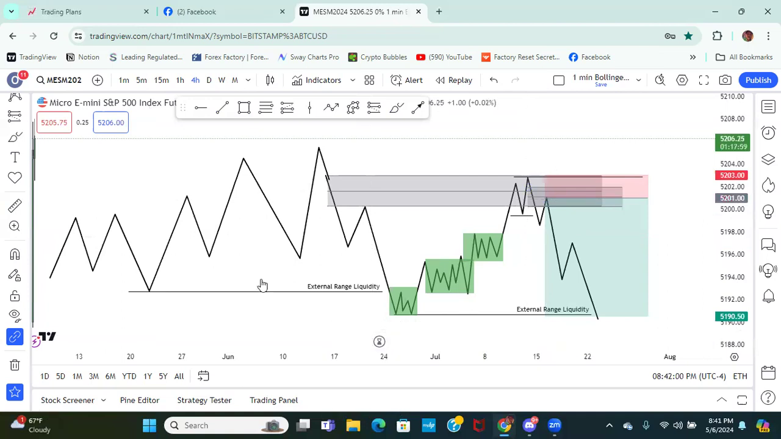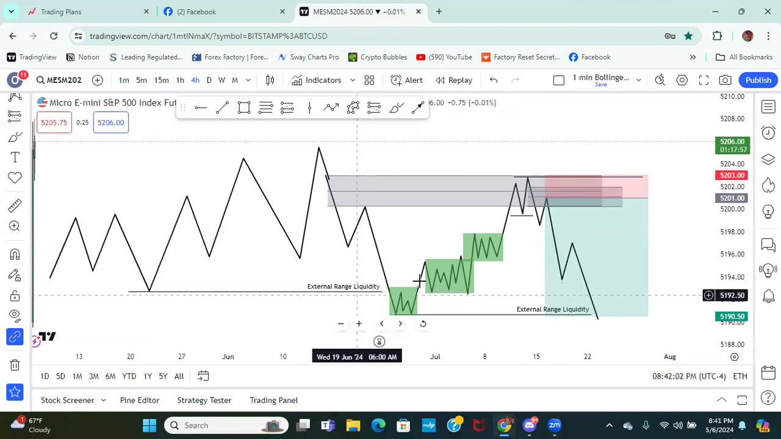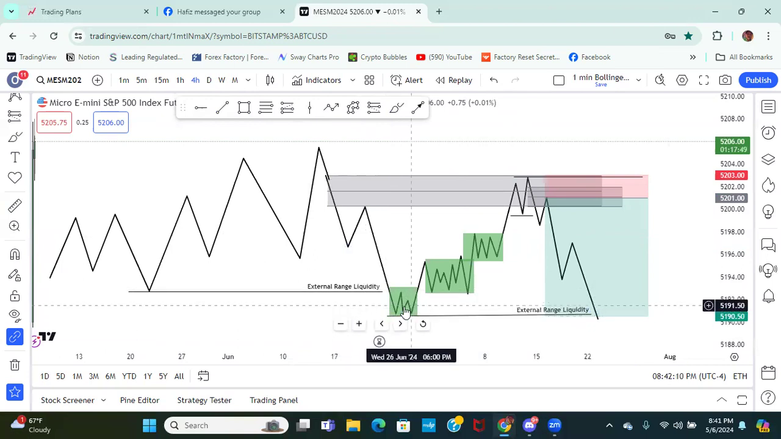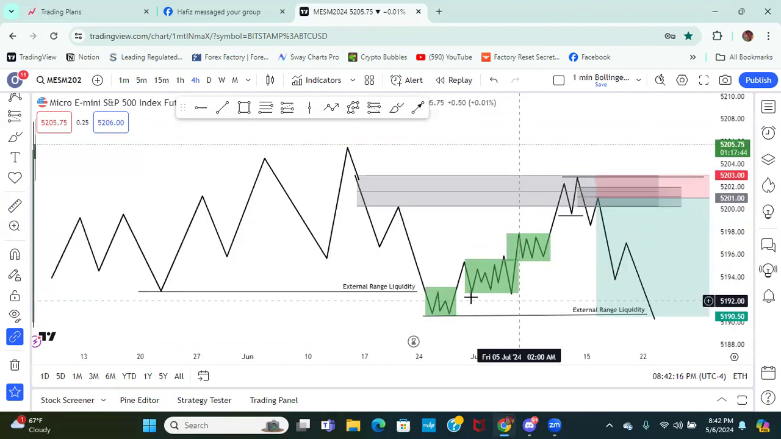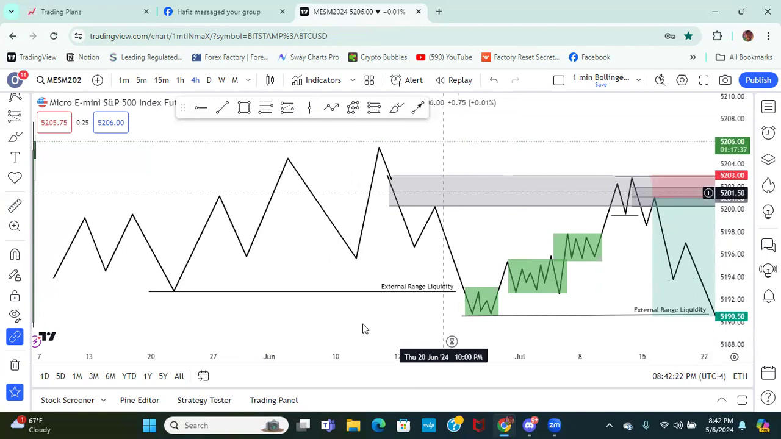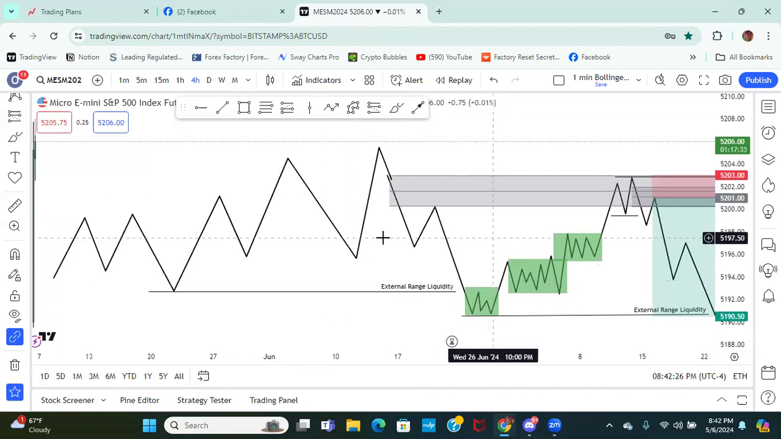All right. And do not forget, you need this external range liquidity to be taken first. If this would not have broken this, there would have been no reason to start to look for this. All right. You need this first external range liquidity broken.